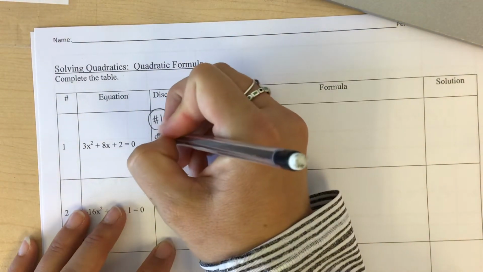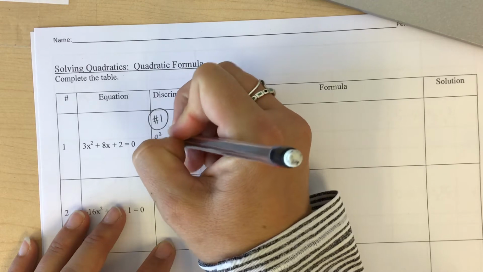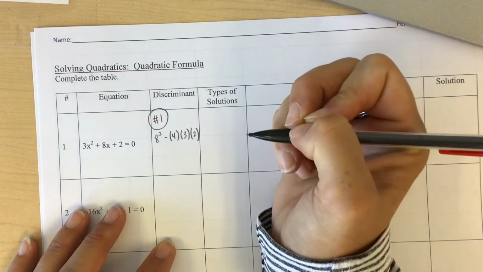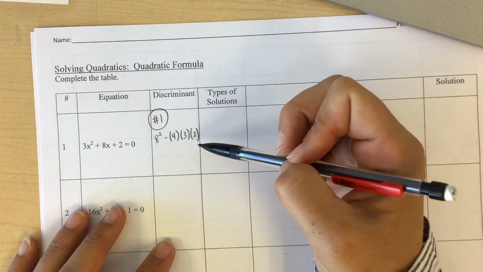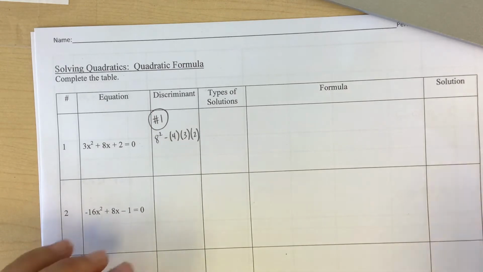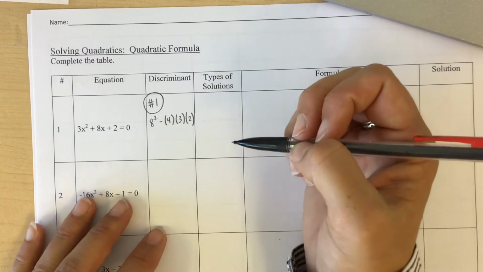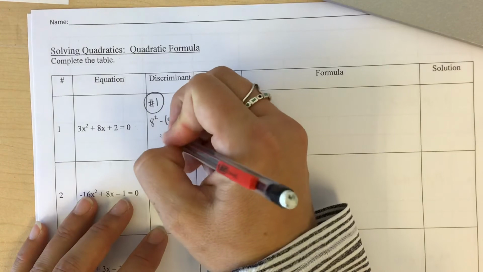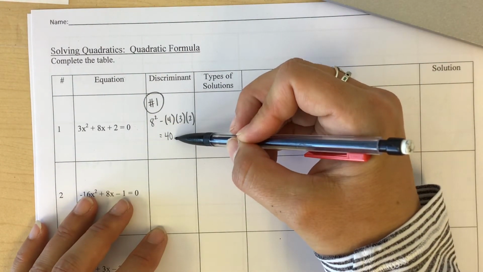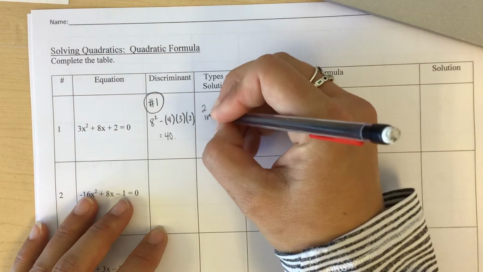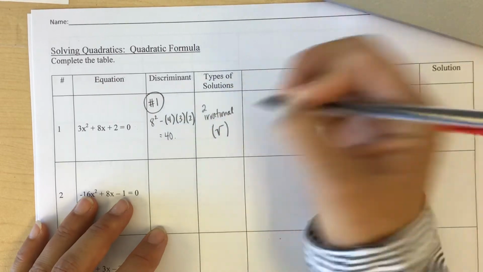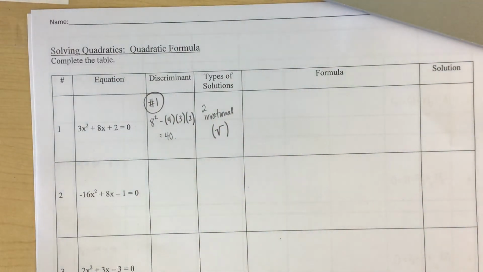So I would have b squared, so 8 squared minus 4 times my a, which is 3, times my c, which is 2. So if I plug that into my calculator, and I would encourage you to have your calculator out and working this to make sure you're getting the same answers as I am. So this would equal 40, right? So that's positive, but it's not a perfect square. So we're going to have 2 irrational solutions, right? That means we're going to have a radical left in our answer, okay?